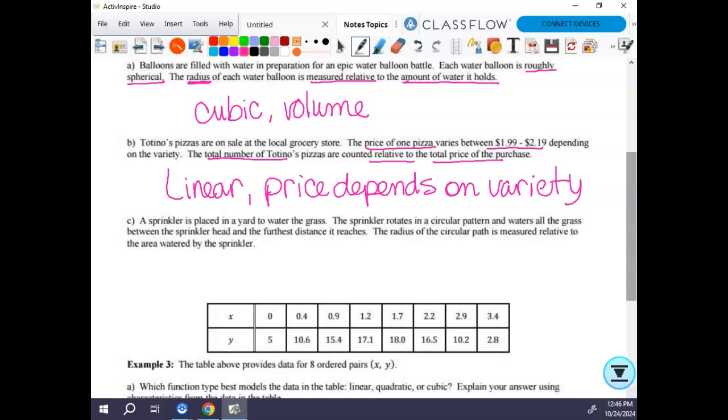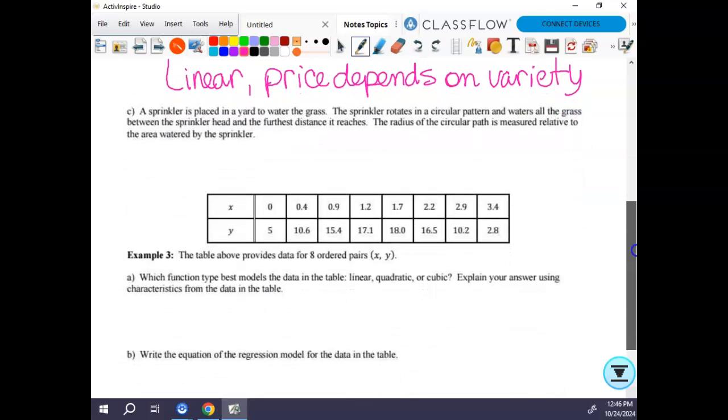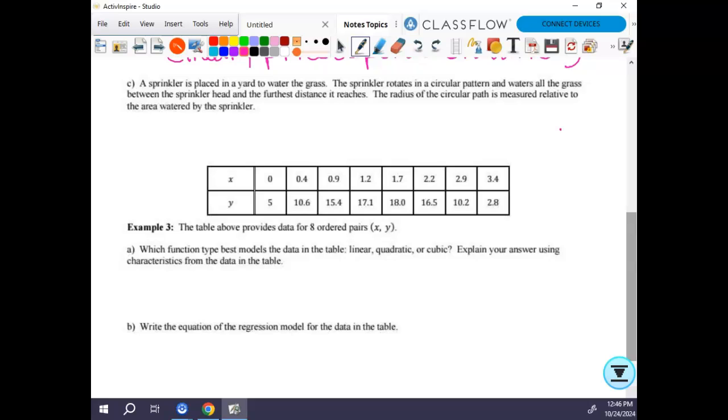Alrighty, then we have a sprinkler. It's placed in a yard to water the grass. The sprinkler rotates in a circular pattern, so you've got the sprinkler, and it's spewing out this water here, right? Basically to water that area. The radius of the circular path is measured relative to the area that's watered by the sprinkler. So what do we think here? Quadratic, because it's area, yeah.